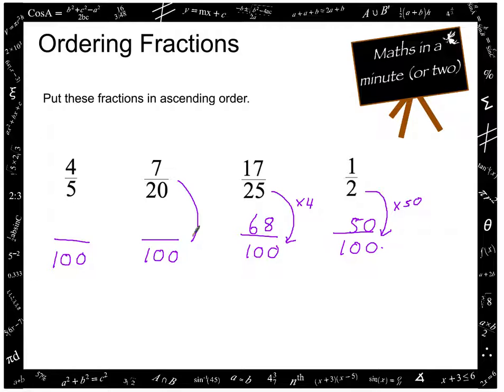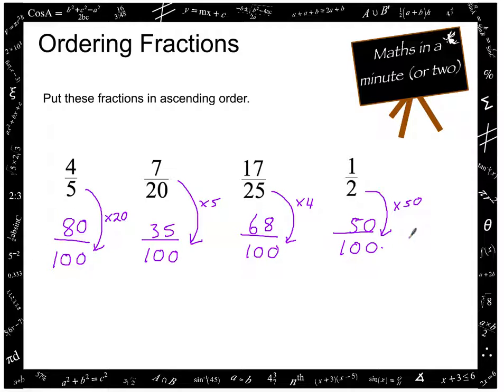Now to get from 20 to 100, we would need to multiply by 5, so we do the same to the top, the numerator, 5 7s are 35, and to get from 5 to 100, we would need to times by 20, so we do the same to the top, giving us 80.